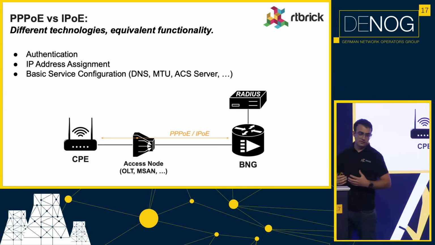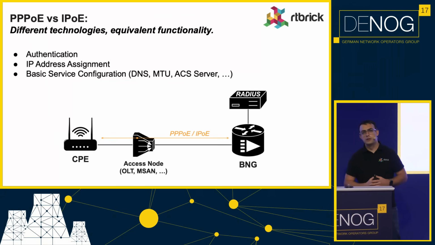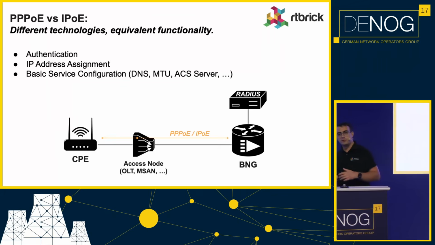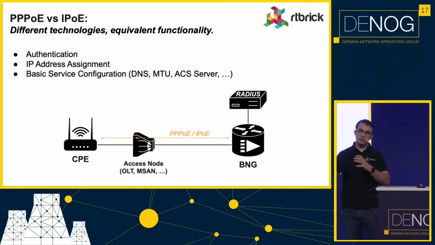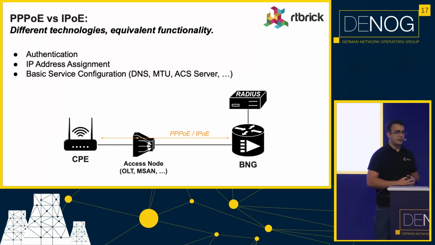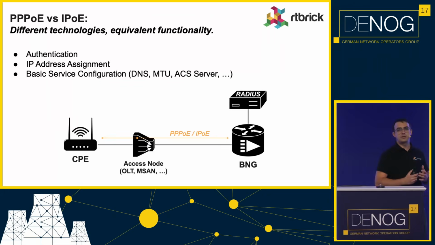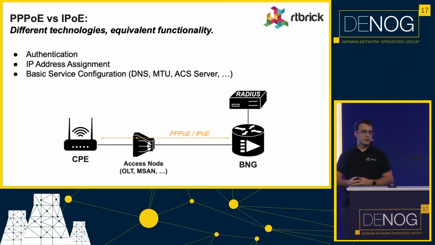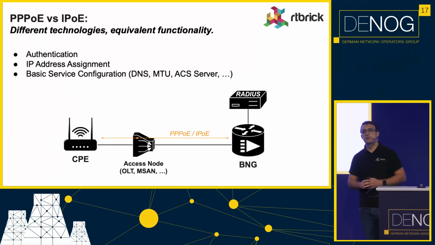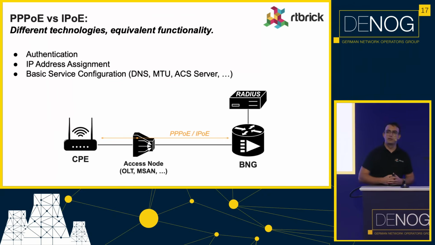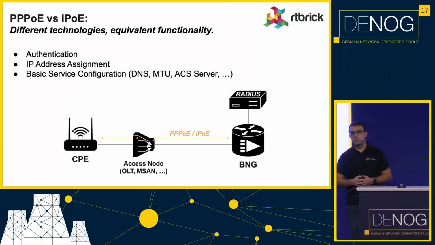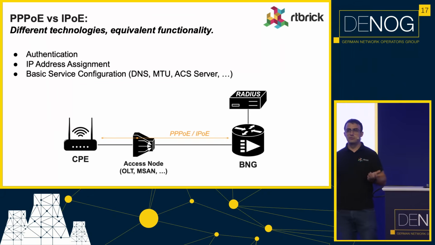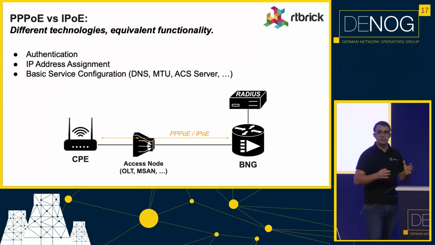Both are technologies or protocol stacks used between the CPE at home, so your Fritzbox, your Speedport, or whatever CPE you use, and the BNG of your service provider. And they are used to authenticate the subscribers, so the customers at home, to give them dynamic IP addresses and do some really basic configuration of the services like DNS servers, the MTU for PPPoE, maybe giving the URL of the ACS server, but it's just the basics you need to go into the internet. It's not a CPE management protocol.